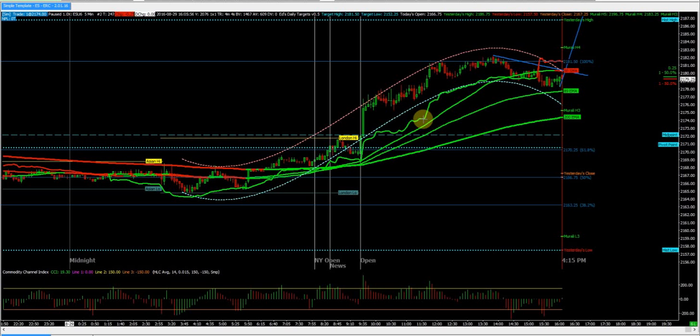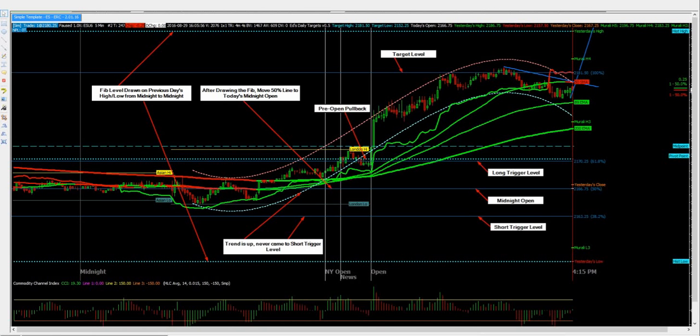A couple of things that I look at. I draw my fib lines based on the midnight open, and here's yesterday's high. Actually, it was Friday's high, and then Friday's high and Friday's low, and the 50% line I look at to determine what's going on in the market.